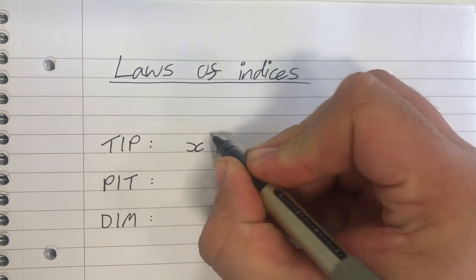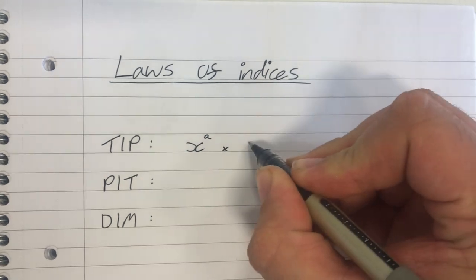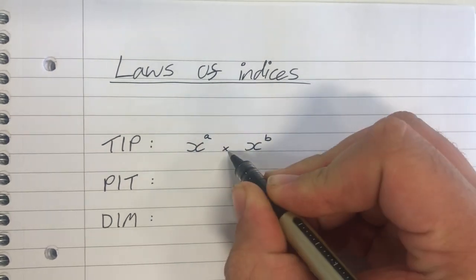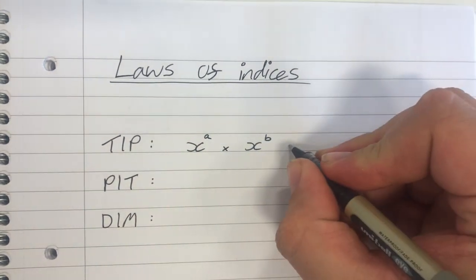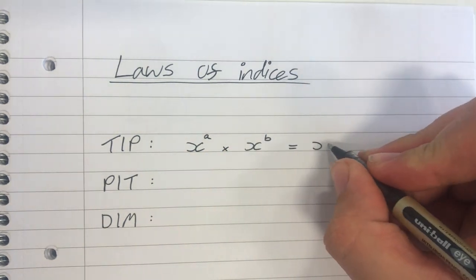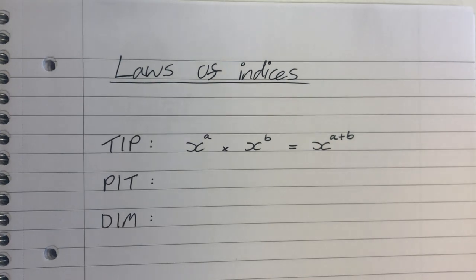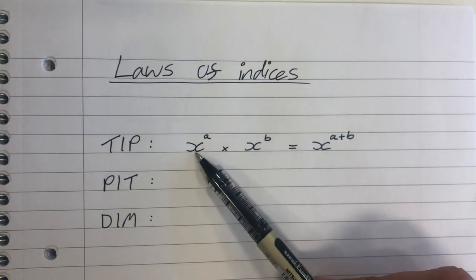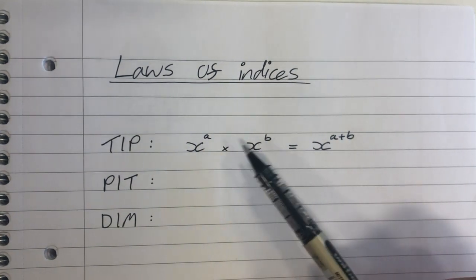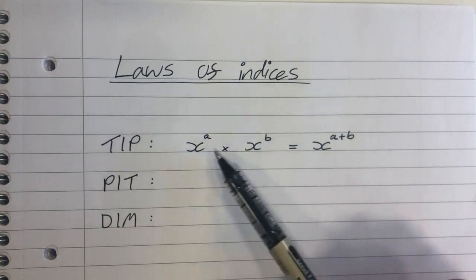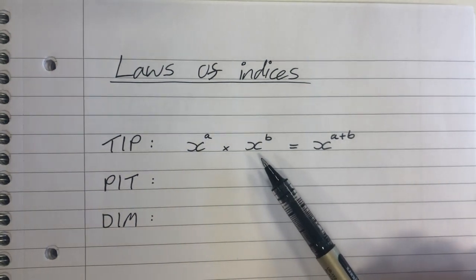So if we have x to the a times x to the b, so we're timesing 2 indices together, then we plus the powers, or we add the powers. So that's x to the a plus b. If there's a x's in here and there's b x's in here, then there's a plus b x's all together, and they are all just times together.